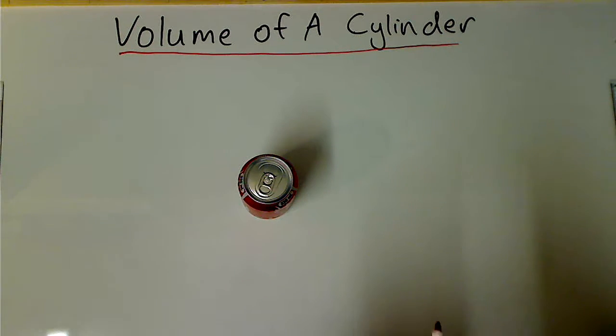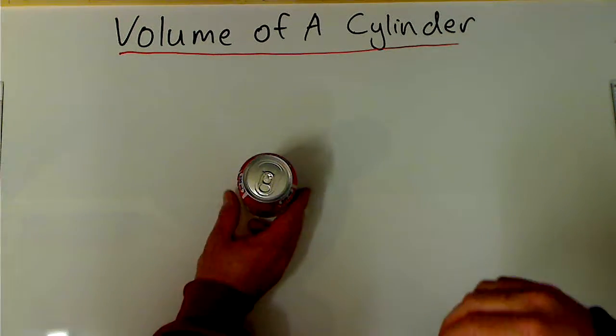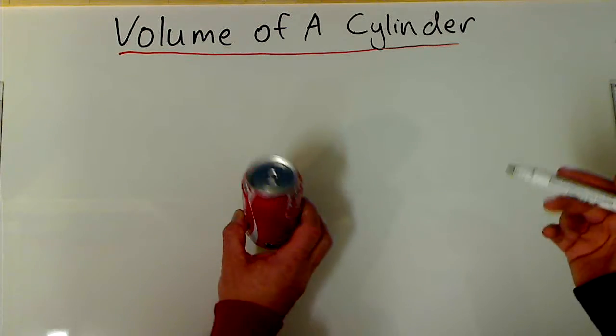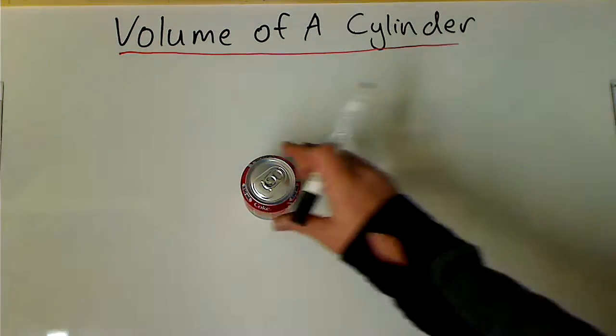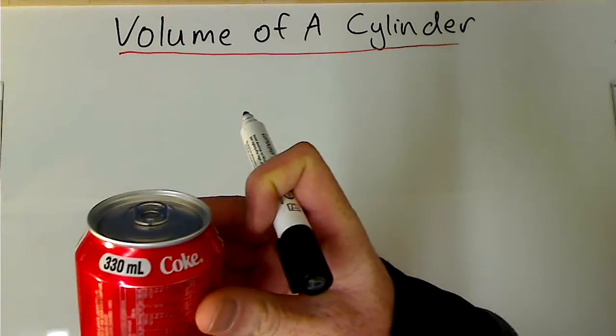Today we're working out the volume of a cylinder. So our question essentially is how much Coke fits in a can. Righto. And we know that it's 330 mils.